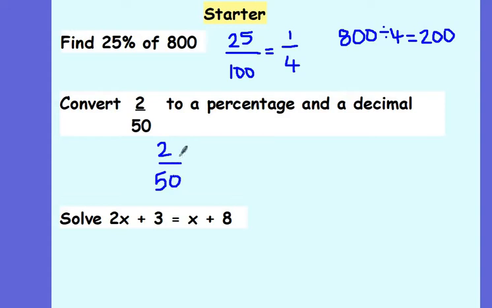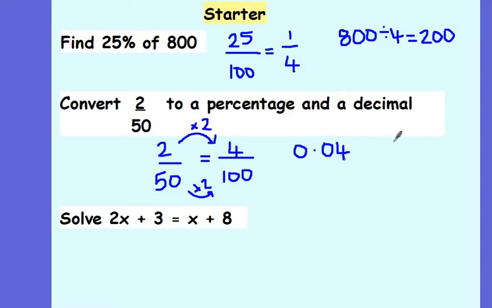For the next question, you had 2 out of 50, and I asked you to convert that to a percentage and a decimal. Now to do this, we need to convert it to something out of 100. I've multiplied my bottom number by 2, so I do the same to the top, which gives me 4 out of 100. Now 4 hundredths as a decimal would be 0.04, because remember this one here is your tenths column, but this is your hundredths column.